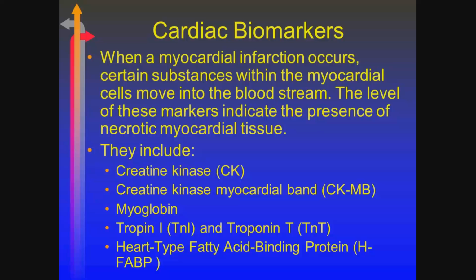Myoglobin is another substance that is released, and there are a couple different troponins. Troponin, that should be. That's the correct spelling. I'm sorry, I misspelled that one there. That would be elevated, and there's actually some other ones that they're finding now. Heart-type fatty acid binding protein. We're constantly trying to find additional biomarkers that will indicate that there's a presence of damage to the myocardial tissue.